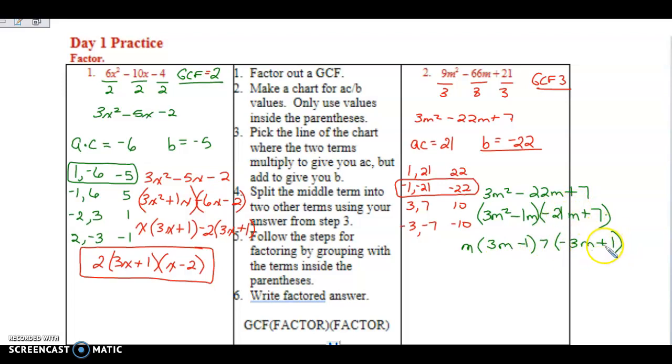This isn't quite a match, but I noticed that if I divide by negative 7, that will change these. So if I change it to negative 7, then I get negative 7 times positive 3 is negative 21, and negative 7 times negative 1 gives me a positive 7. So then I have my two that are the same. So I have my 3m minus 1 times m minus 7, and my greatest common factor was 3, so I need to bring that down.